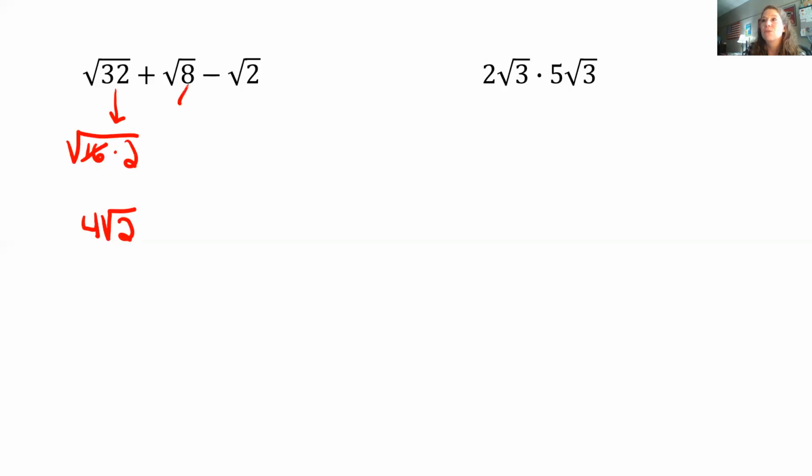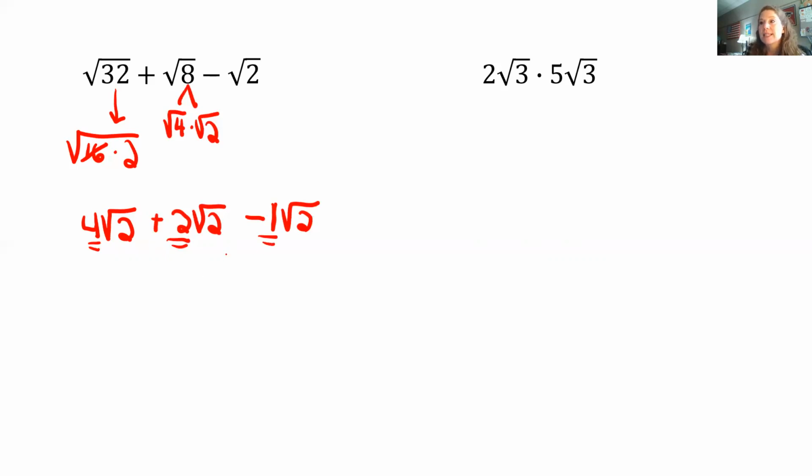All right, 8, wouldn't that be square root of 4 times square root of 2? Once again, square root of 4 is a perfect square, so square root of 4 is 2. So this is going to be 2 square roots of 2. And then this can't be simplified, so minus square root of 2. So since the radicals match now, we can add those coefficients. So we have 4 plus 2 is 6 minus 1. Even though I don't see a 1, it's definitely a 1, right?